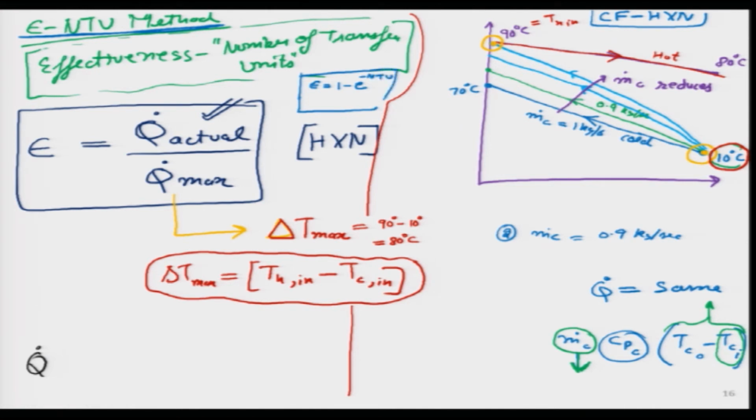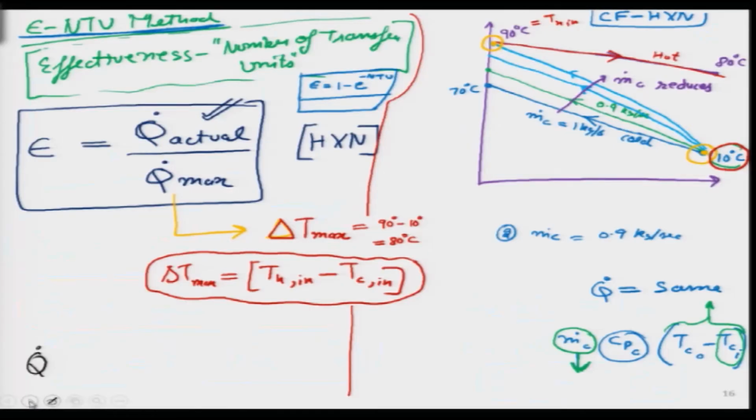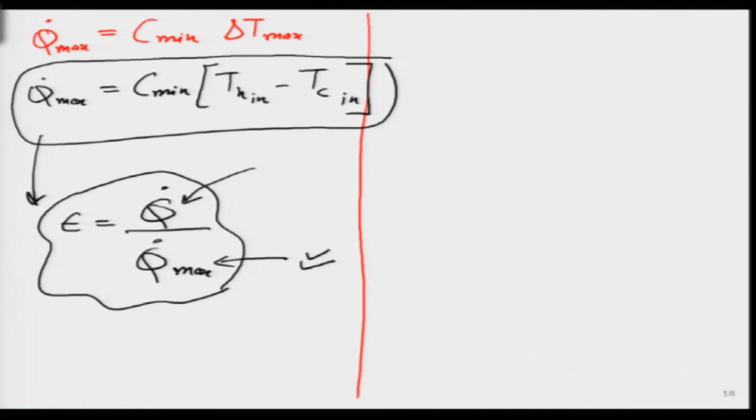So, NTU is again a non-dimensionalized number, epsilon is again non-dimensionalized. Can we get a simple relation like this? Because then we will be able to correlate the effectiveness of a heat exchanger with the amount of area or the length that is required for its calculation. So, let us go ahead and do that. That is our objective. Can we find something like this?